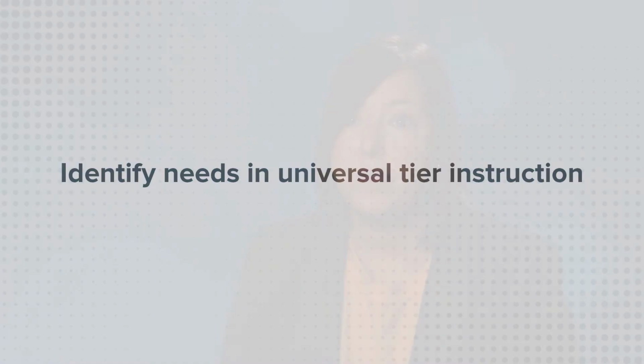larger learning gaps. The second reason that schools collect universal screening data is to identify needs within their universal tier or tier 1 instruction. When we have data for all students in a grade level, we can look to identify for that entire grade level if we have more students who need intervention than we have intervention resources to provide, we can provide whole group intervention.